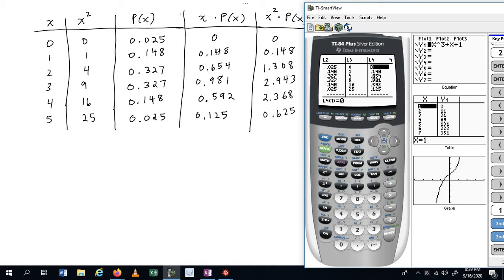And you can see that these are the same numbers I have here. So that's a quick way of coming up with these numbers in this column, x times p. Okay, now let's go ahead and add these numbers up. Now I'm going to turn off the calculator just to get out of this table. So to turn off the calculator, you go to this blue off button.